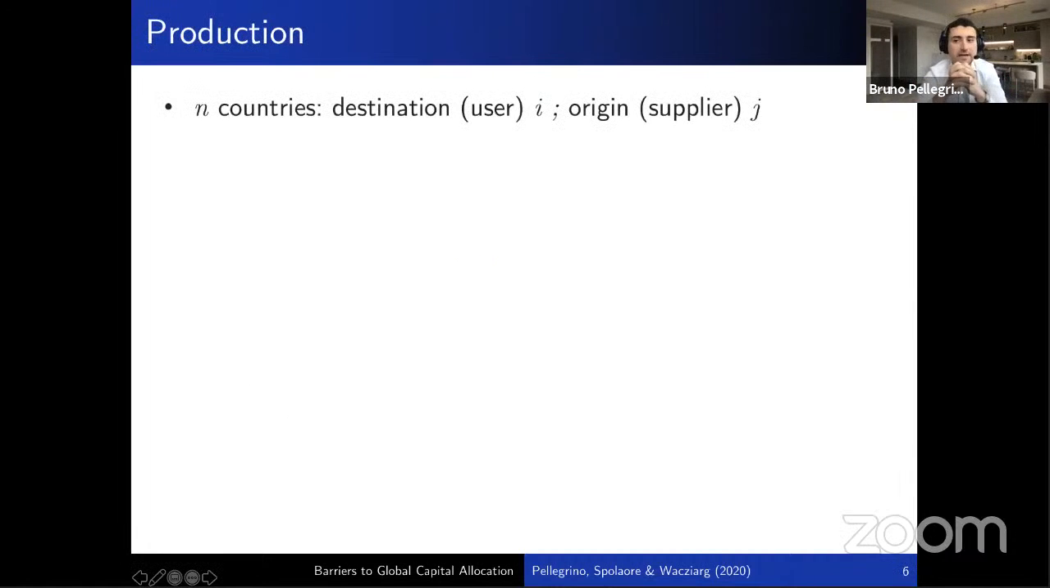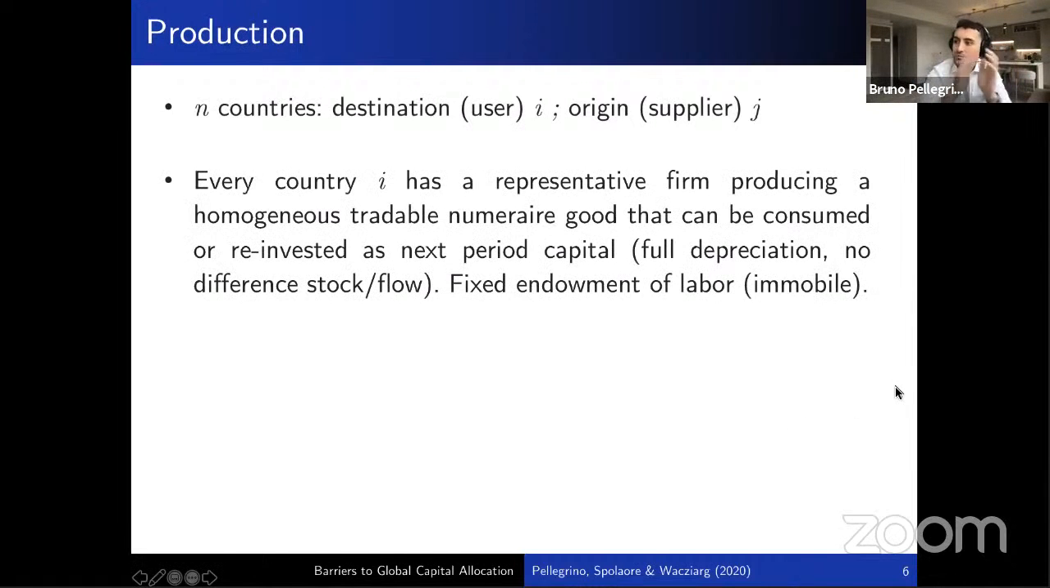So in our model, there are n countries, and we use the subscript I to denote the country that uses the capital, the destination country, and we use the subscript J to denote the supplying country, that is the investor country. Now, each country has a representative firm that produces a homogeneous tradable numeraire good that can be either consumed or reinvested as next period capital. Each country also has a fixed stock of labor that is immobile. So capital can move across countries, but labor cannot.